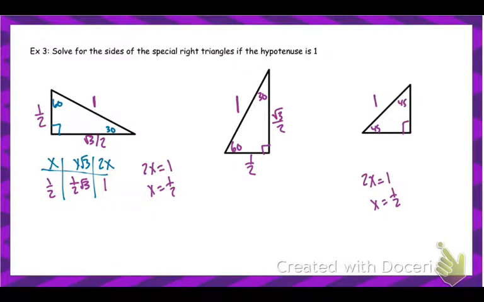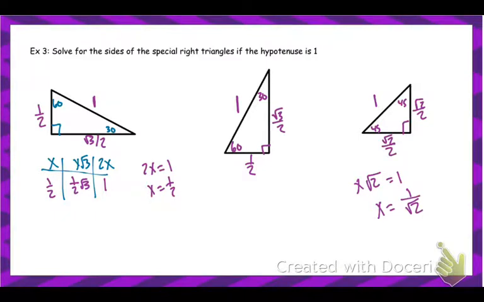And I don't know why I used 2x and not root 2 x. So x root 2 is your hypotenuse of 45, 45, 90. So x root 2 is equal to 1, which means that x is equal to 1 over root 2. If you want, you can rationalize that, and it'll make that root 2 over 2.